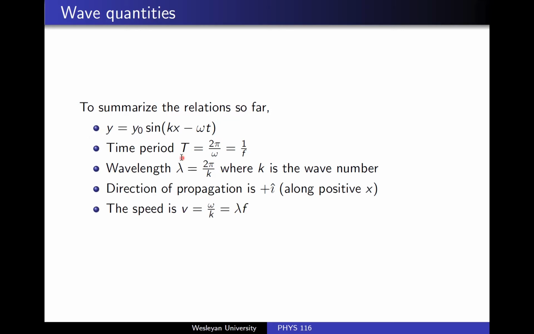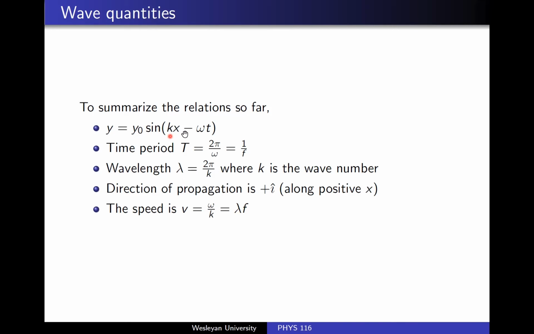The time period T is 2 pi over omega, or 1 over f. The wavelength lambda is 2 pi over k, where k is the wave number. The time period is the time between peaks at the same spot. The wavelength is the space between peaks at the same time.